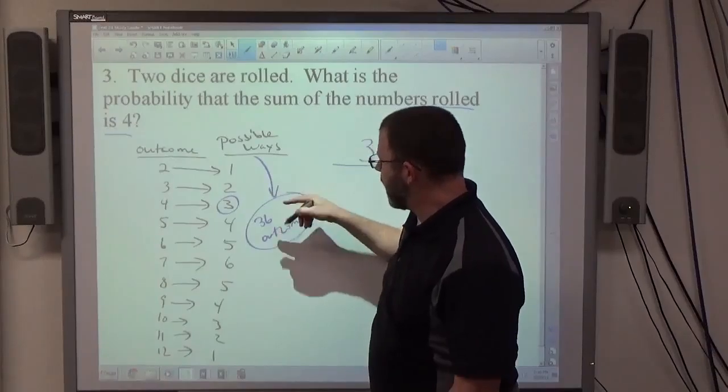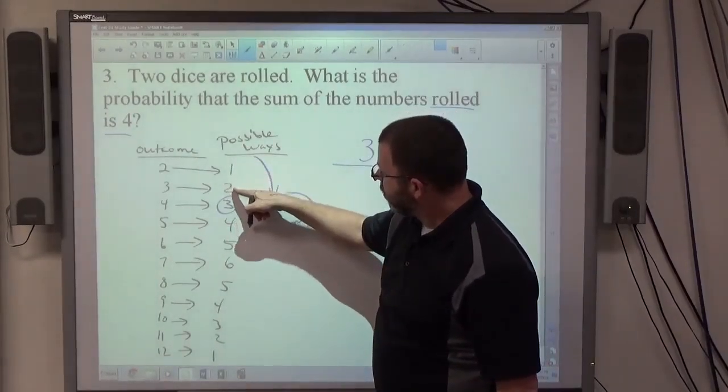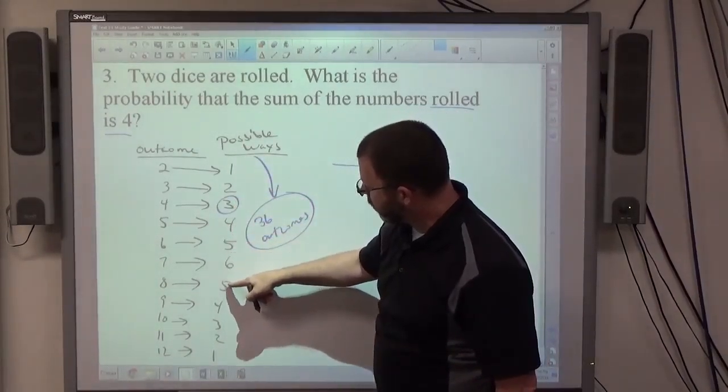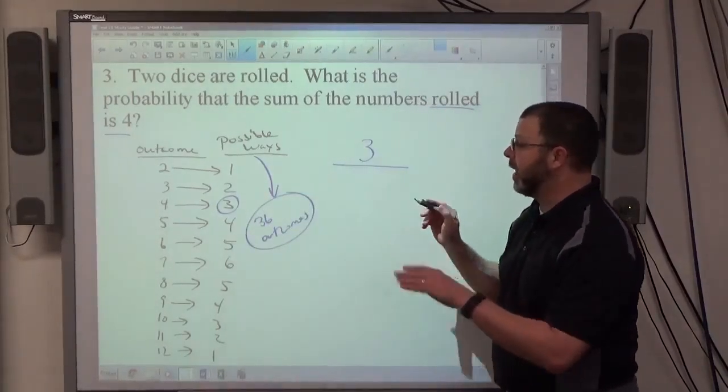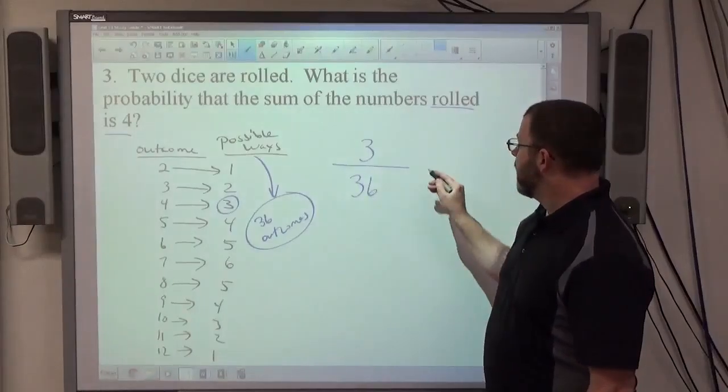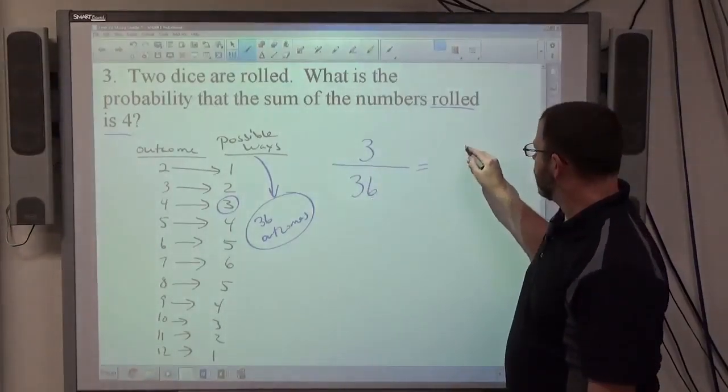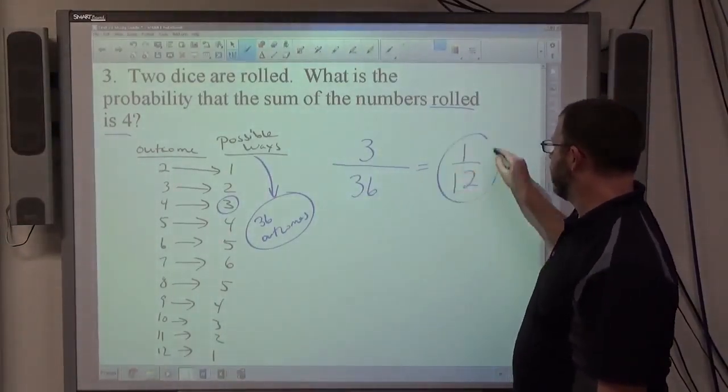So the possible ways add up to 36. If you try and add those up, 3, 6, 10, 15, 21, 26, 30, 33, 35, 36. So there's 36 ways to do anything. That goes in the bottom. And then, of course, we reduce that fraction. 3 and 36 both reduced by 3, so 1/12 is the answer for that one.